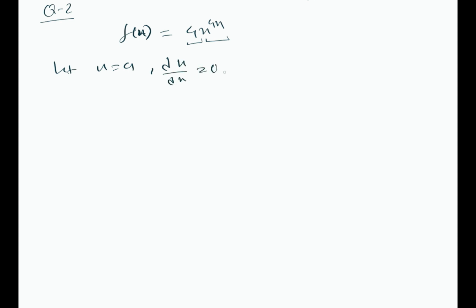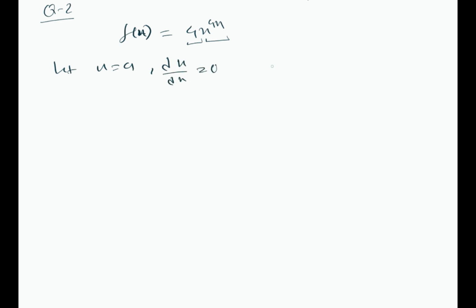Question 2. So for question 2, we have a function f of x is equal to 4x to the power 4x, right? So we have two functions, one constant function, one exponential function. So we can let u equal 4, and the derivative du with respect to x is 0.